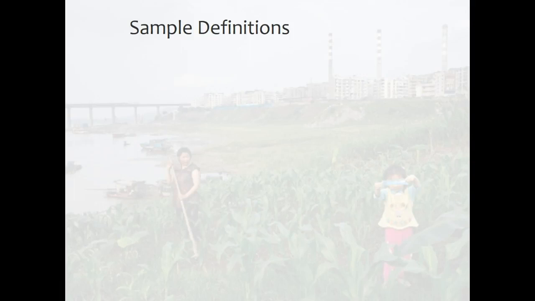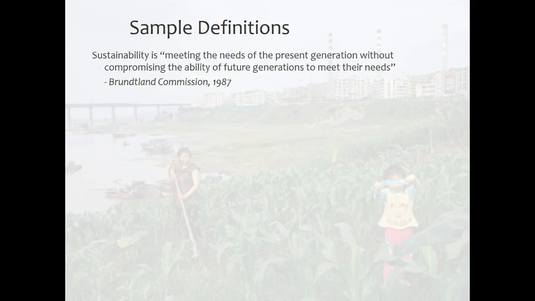Okay, so we've already gone over the very basic definition of sustainability or sustain. So let's look at some definitions of actual sustainability in the context that we'll use in this class. Okay, so here's the first one I put here. Sustainability is meeting the needs of the present generation without compromising the ability of future generations to meet their needs. Okay, so this is the Brundtland Commission definition.